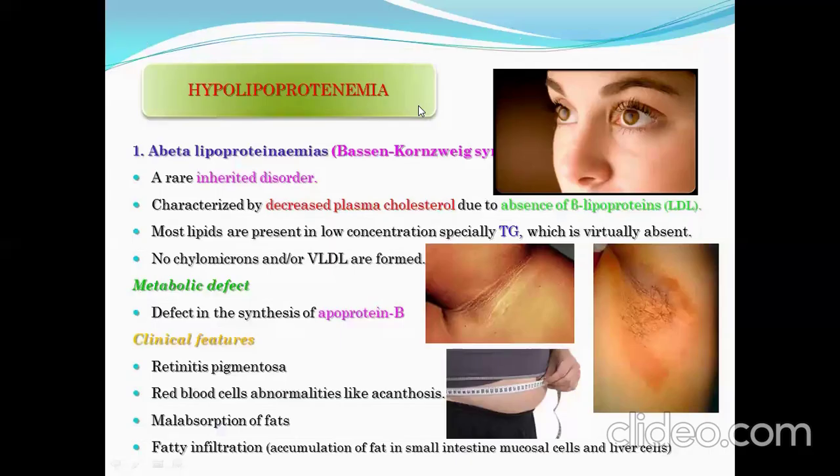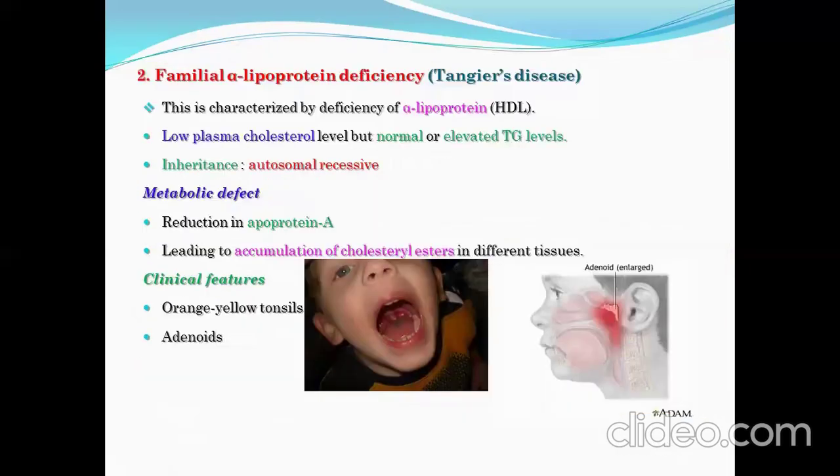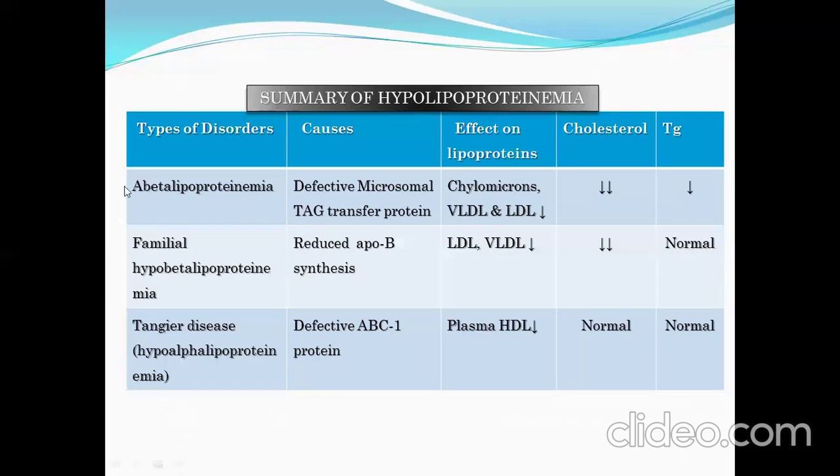So if there is a decreased lipoprotein in blood, that is hypolipoproteinemia. So abetalipoproteinemia, that is Bassen-Kornzweig syndrome. If you need, you can go into much detail, otherwise no need for that. And the metabolic defect is apoprotein B. So here is the summary chart. You can go through this one.